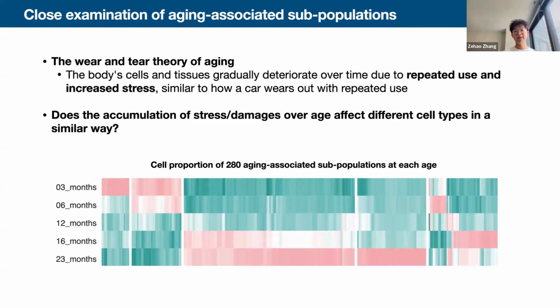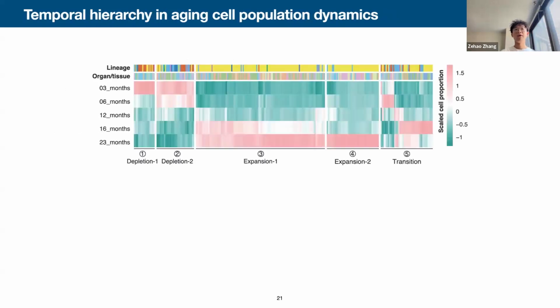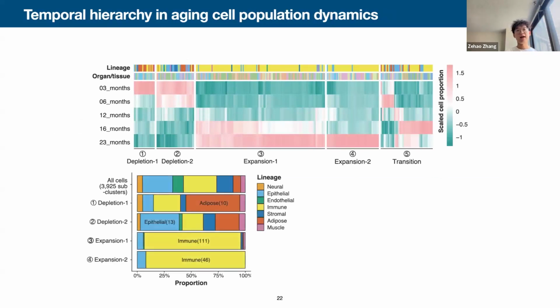Here, in this heat map, each column represents an aging-associated subpopulation, and each row represents a different age. We subject this matrix to a hierarchical clustering analysis, and at the same time, we annotate each subpopulation with its lineage. We can see that there is a clear cluster with a clear cell population dynamics pattern over age.